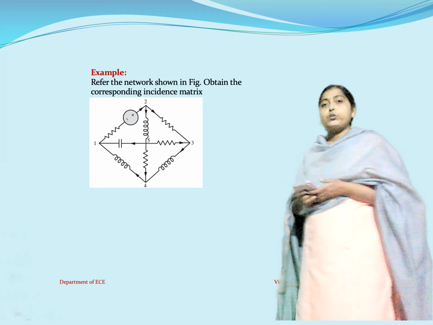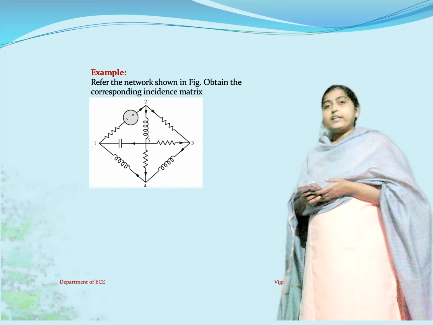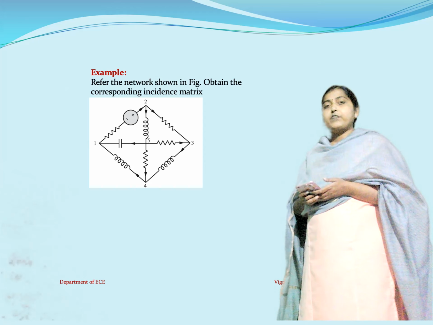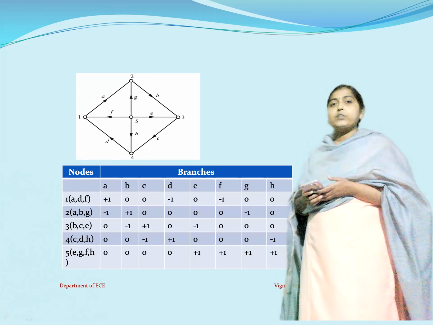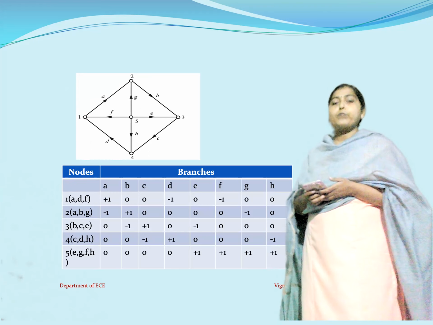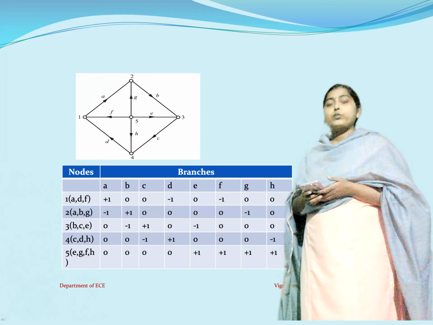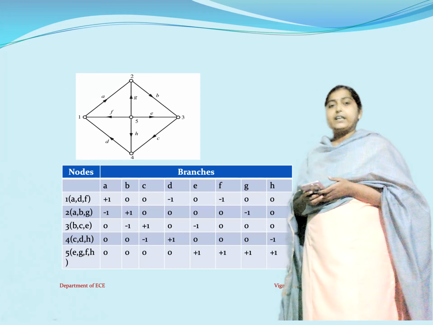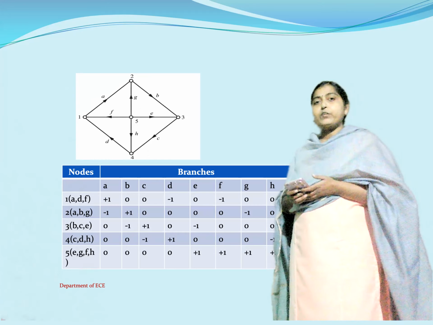So in order to write an incidence matrix, first I have to draw the network graph. So let us draw the network graph and see how it looks. So it looks like this. This is a network oriented graph I have to plot, because in order to write an incidence matrix, I have to know whether the branch currents are entering the node or leaving the node. So the same concept we are going to use here.